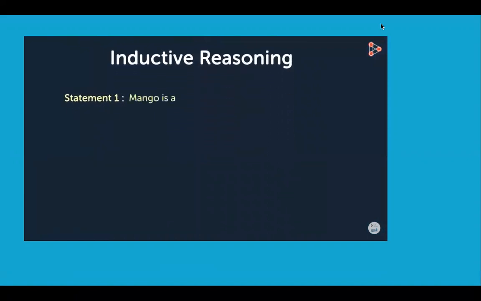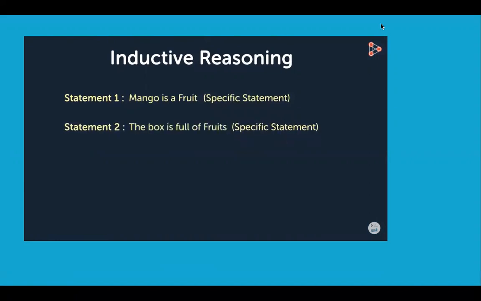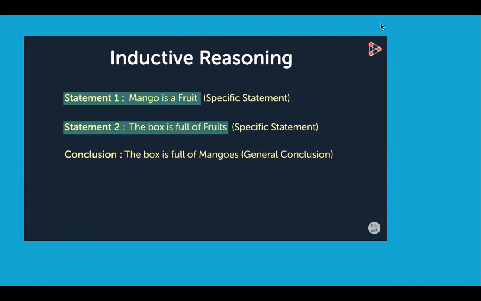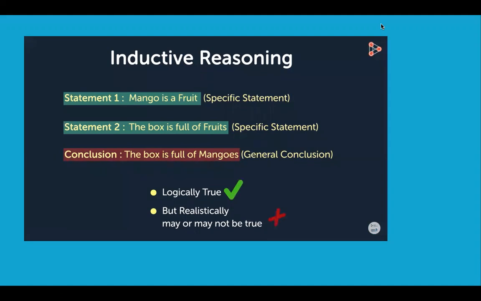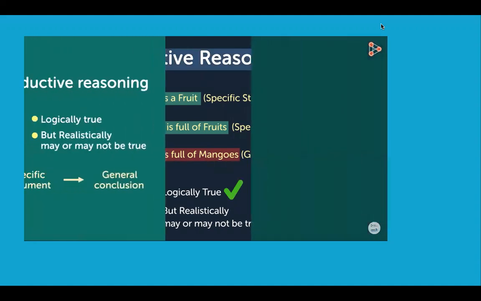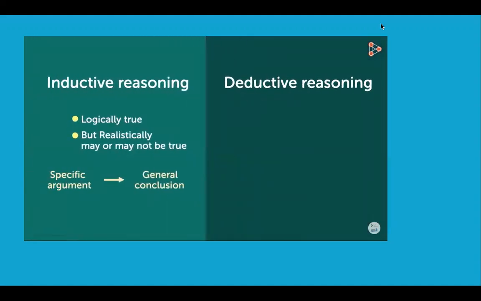Statement 1 says that the mango is a fruit, and statement 2 says the box is full of fruits. We try to draw a conclusion from these two statements. From these statements, we draw the conclusion that the box is full of mangoes. Here, statements 1 and 2 are true, but the conclusion drawn, although logically true, can be false if the basket contains any other fruit apart from mangoes. It's logically true, but not definitely true. So that was inductive reasoning. On the other hand, we have deductive reasoning, where the approach is from a general argument to a specific conclusion.